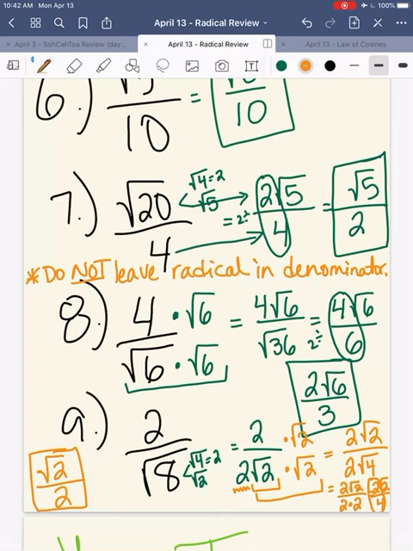So there are other ways to do this. If you wanted on number 9 to go ahead and get rid of the 8 to start with and just times by radical 8 on numerator and denominator, you certainly can. But I just think this is the simplest, most straightforward way.